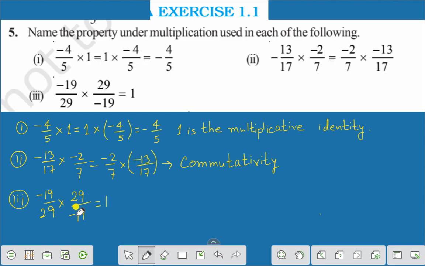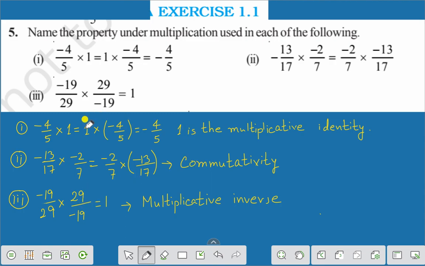Right? Here we have used the property of multiplicative inverse. That means that the multiplicative inverse of minus 19 by 29 is 29 by minus 19. If we multiply both, you will get the value 1.